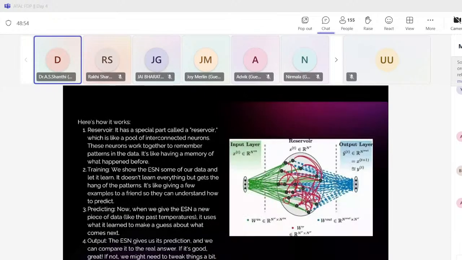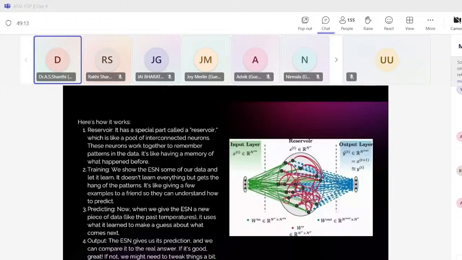So how does it actually work? The reservoir is a special part, which is like a pool of interconnected neurons. These neurons work together to remember patterns in the data. It's like having a memory of what happened before, similar to the human brain.